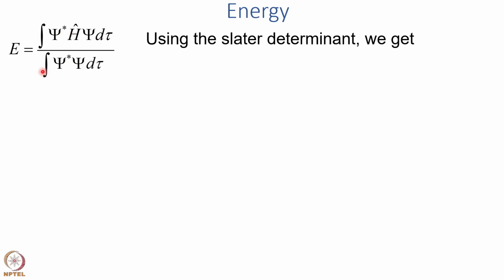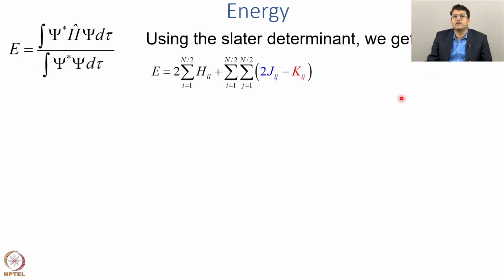If I use just a single Slater determinant, so I take the form of the capital psi as a single Slater determinant, and if I do the mathematics, I will get this formula of the energy, where the first term is a 1 electron term and the second term is a 2 electron term. We will get to the form of this energy, but if you do the mathematics, this is the form of the energy I will get.